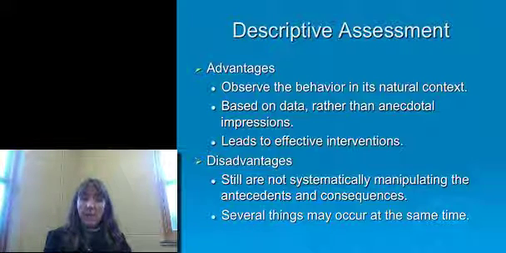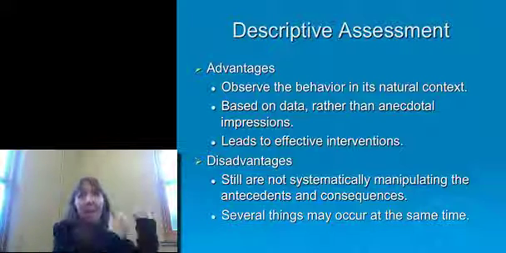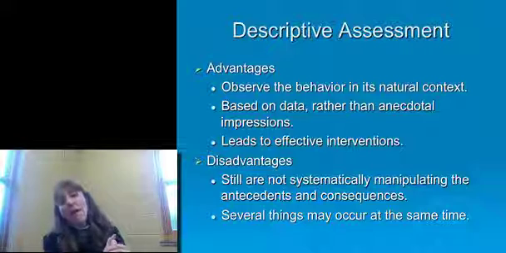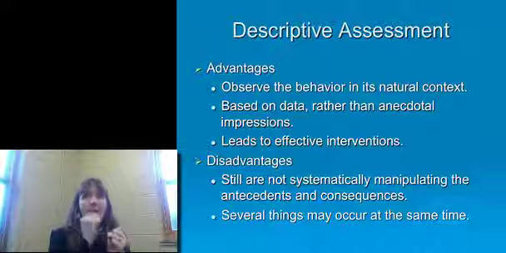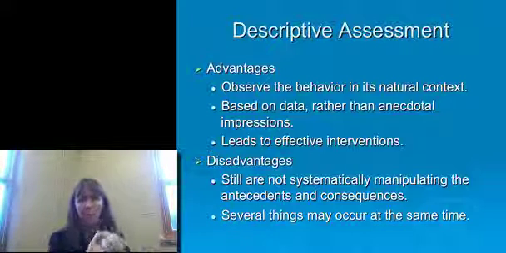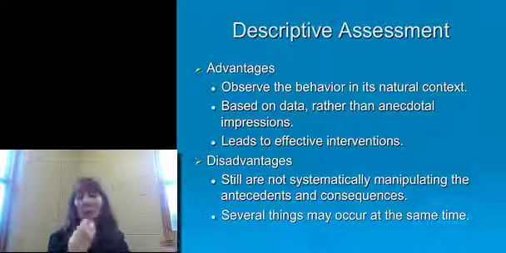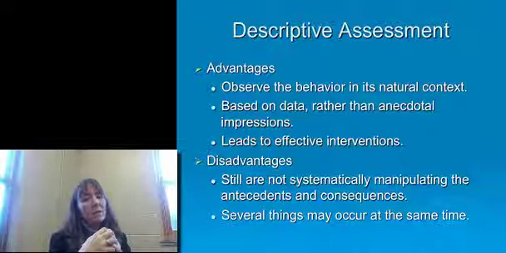Some other disadvantages: several things might occur at the same time. I showed you some real nice data there, right? 80% of the time it was escape motivated. Very often we get 50% this and 50% that, or 40% this and 60% that. Or things seem to co-occur, and it's very difficult for us to tease it apart. Like, so is it escape or is it attention? Is it both? Is it sometimes one and sometimes the other? Much tougher kinds of situations for us to tease apart and to develop a plan around. And so descriptive assessment doesn't always help us with that level.